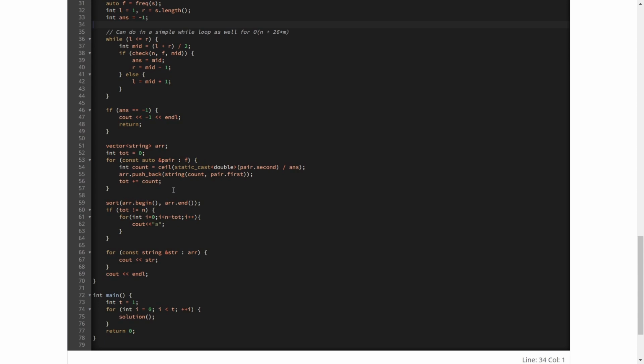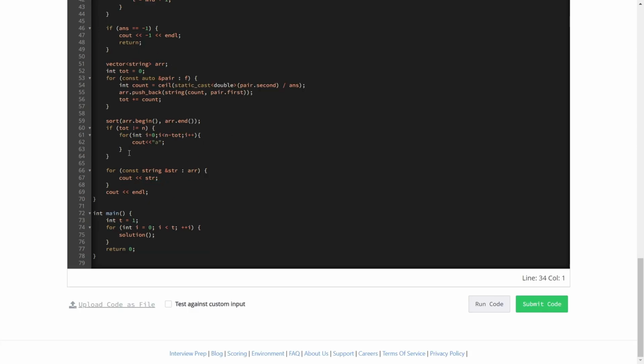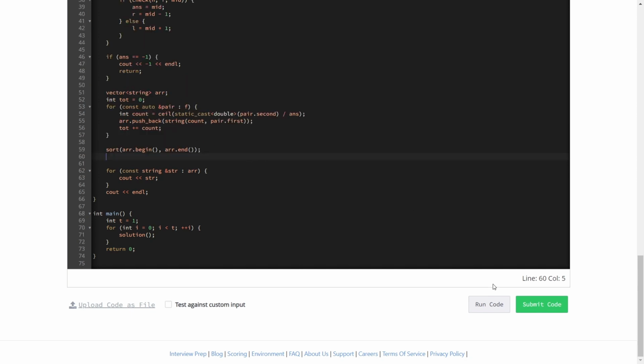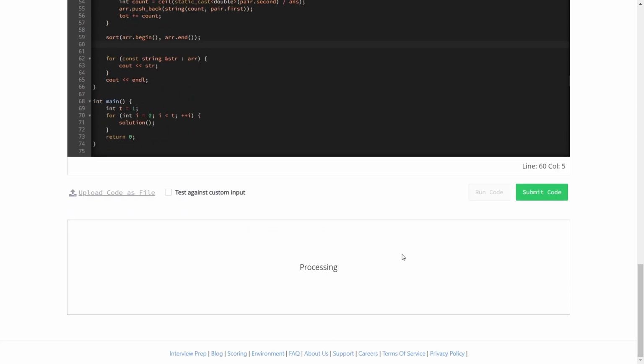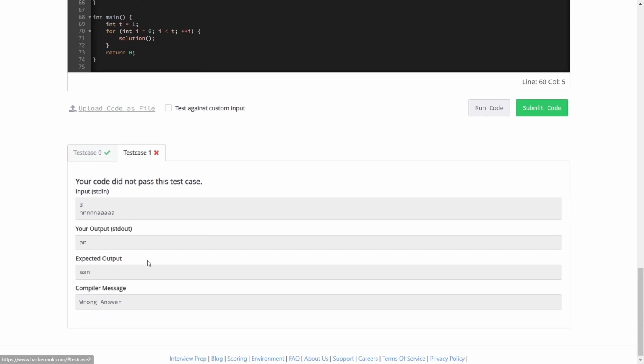So yeah, that should give us a solution. And since we know the number of repetitions, we can pick characters based on it. Let's see what this particular line is for. I'll just submit it without it, and let's see what happens. As you can see here, this test case fails because my output is AN while the required output is AAN. Why is that so?